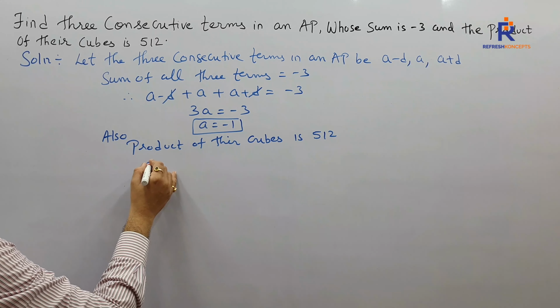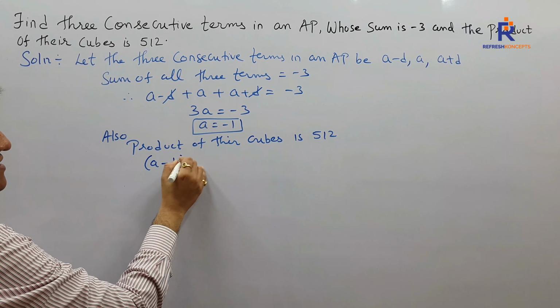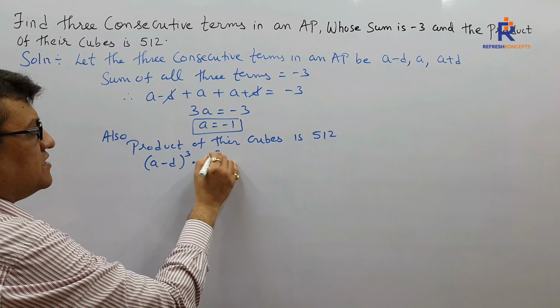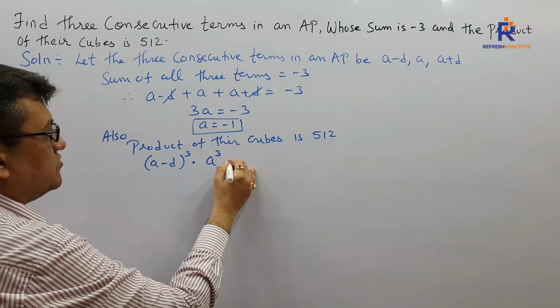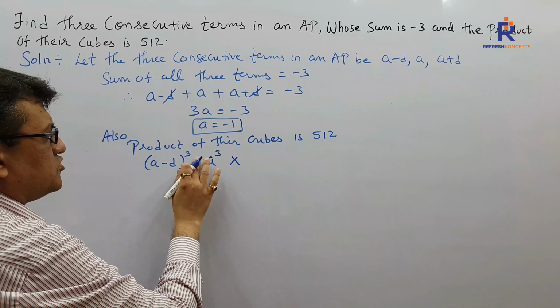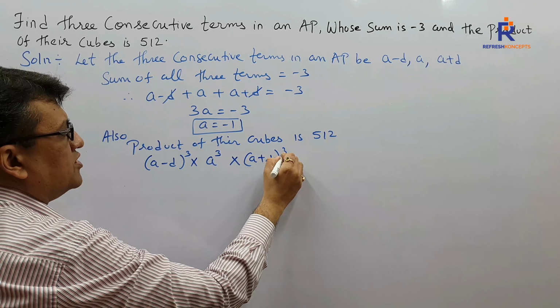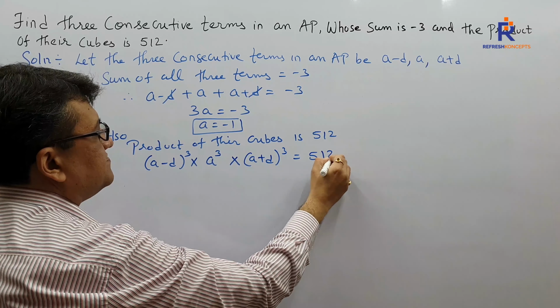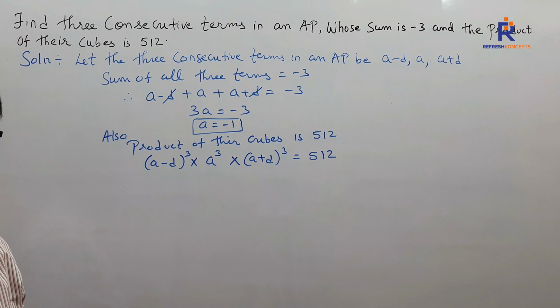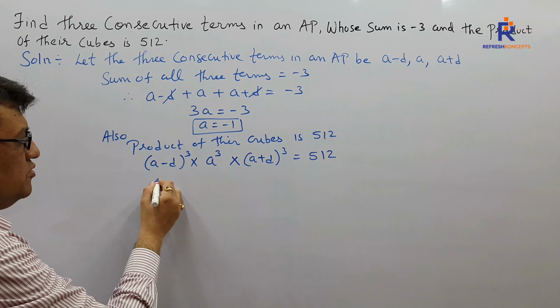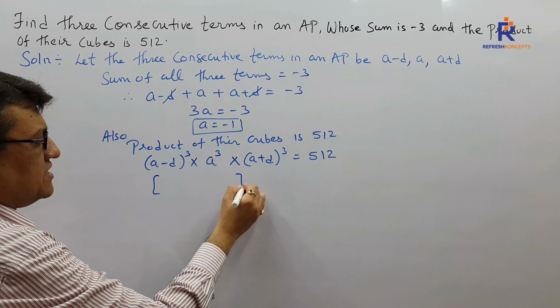So what will I say? First, A minus D cube into A cube into A plus D the whole cube. If you want, you can place into rather than dot. The answer is 512. Are you getting me, children? What next? Can I say, since it is product of all the cubes, so shall I say the whole cube?